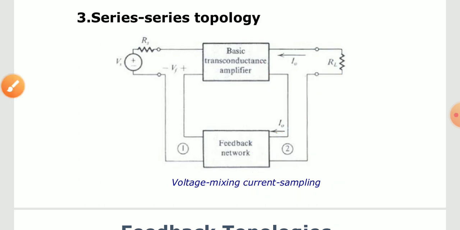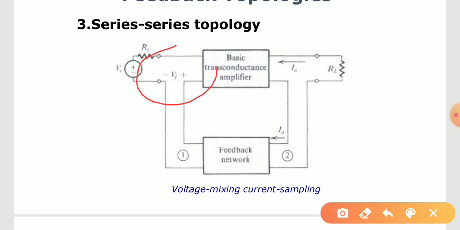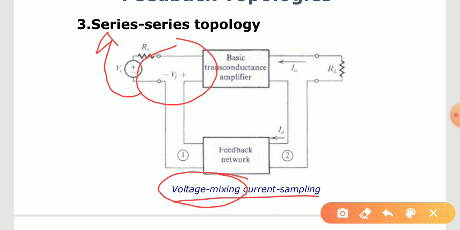Okay, and if you go for the input side for the base transconductance amplifier, this portion uses a series connection, and here voltage is used for the mixing. For this reason, this is voltage mixing and current sampling formation for the series topology. Why is this series? Because at the mixing type the series connection is applied, and for the sampling network there also series is used from the connection point of view, and for this reason it is defined by the name of series topology.